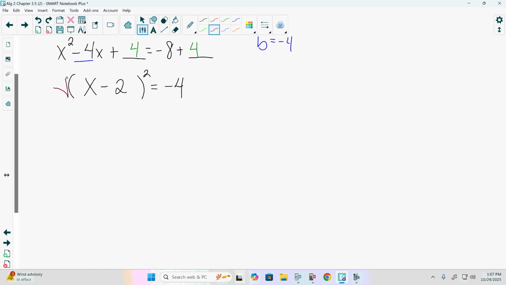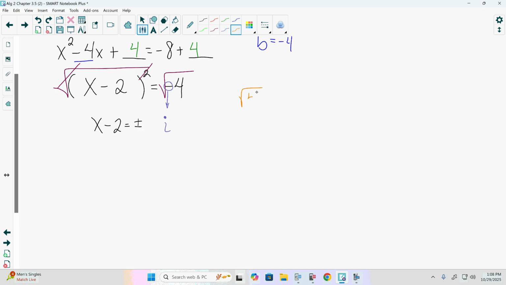And lastly, we need to solve. And really, we're just solving by the square root method. We're going to take the square root of both sides. Now, on the left-hand side, the square root and square will cancel, leaving us with x minus 2 is equal to plus or minus. Now we need to simplify the square root of negative 4. Now the negative in the square root of negative 4 is going to do what? It's going to come out as i.